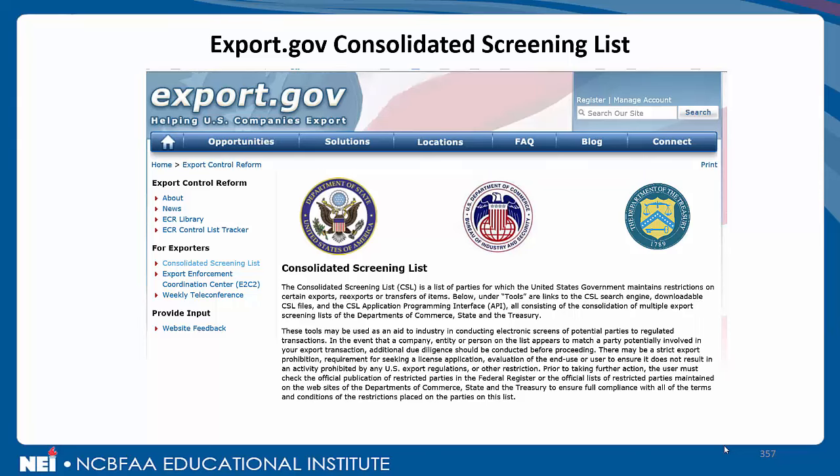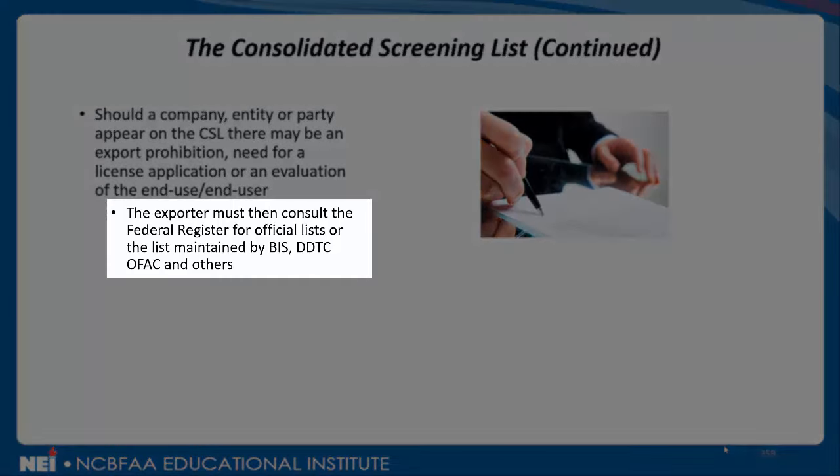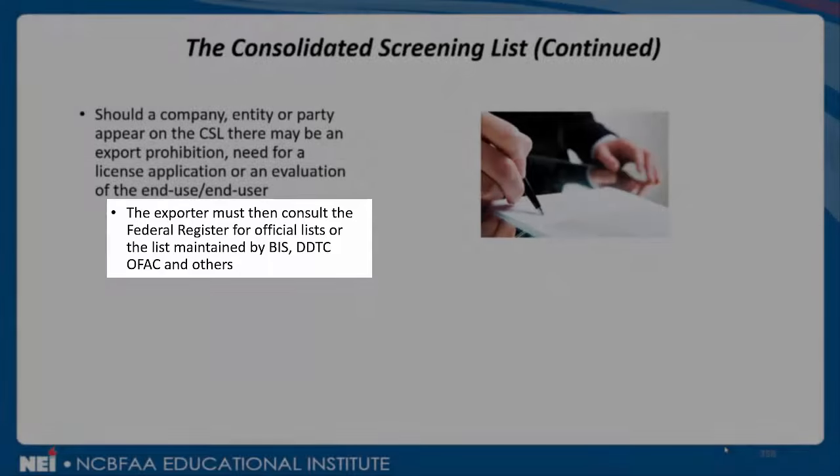Pretty significant tool. Moving along, should a company, entity, or party appear on the consolidated screening list, there may be a prohibition, need for a license application, or an evaluation of the end user. All of the things that we've talked about for 360 odd slides. As we said and observed in the previous slide, the exporter must then consult the Federal Register for official lists or the list maintained by BIS, DDTC, OFAC, and others.